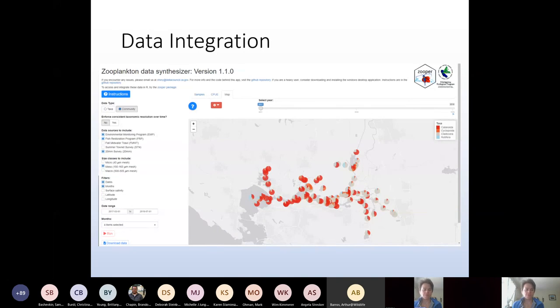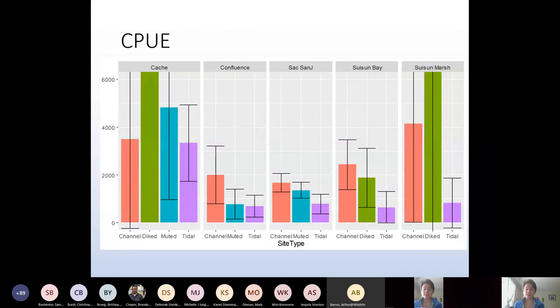So first off, we were wondering, are zooplankton more dense in certain habitat types? The answer is yes, but it's complicated. On this graph, I have the five regions. Let's grab my laser pointer. Got the five regions, Cache, Confluence, Sacramento, San Joaquin, Suisun Bay, Suisun Marsh, going from fresh to salty across your screen. And the pink bars are channel sites, green, blue are muted tidal, and purple are tidal.